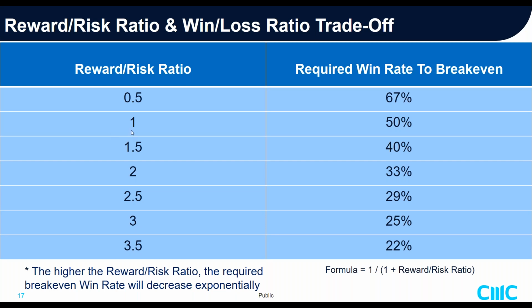If my reward risk ratio is only 1, my required win rate to break even needs to be 50%. So what you could see here is that it depends on the trading system that I use. If my trading strategy has a very high win rate of, let's say, 67%, I could actually have a lower reward risk ratio. So if my win rate is 50%, I can have a reward risk ratio of 1.